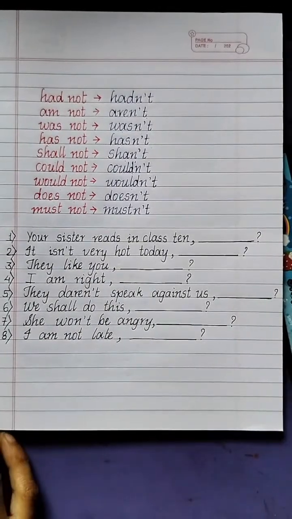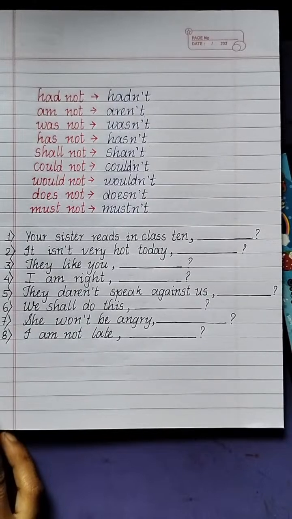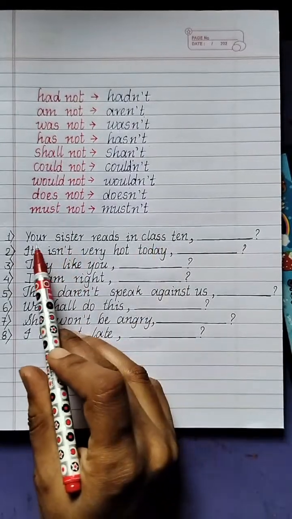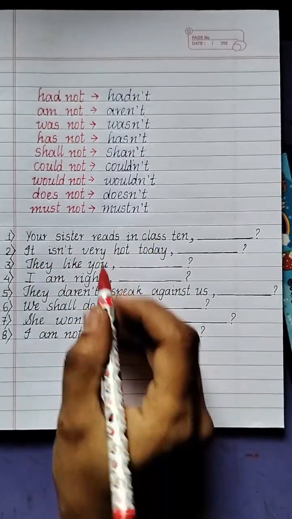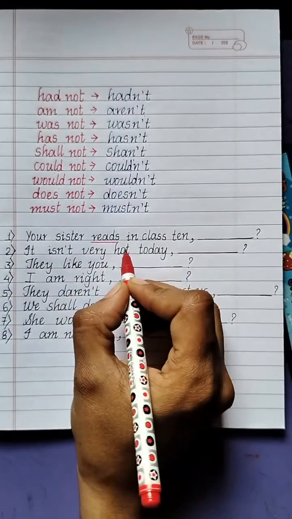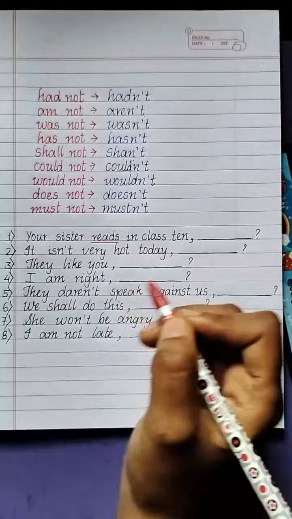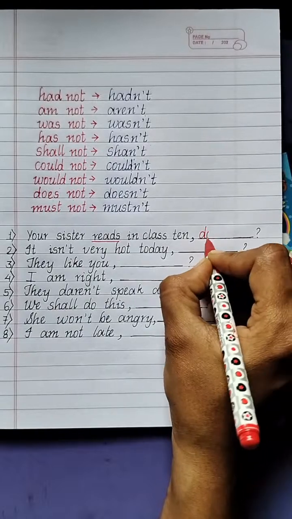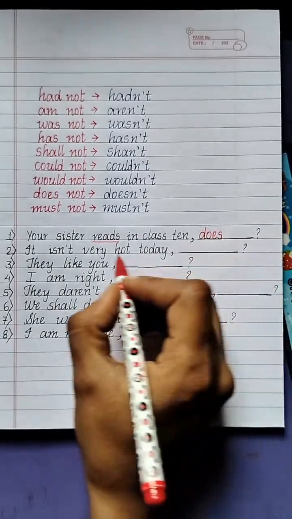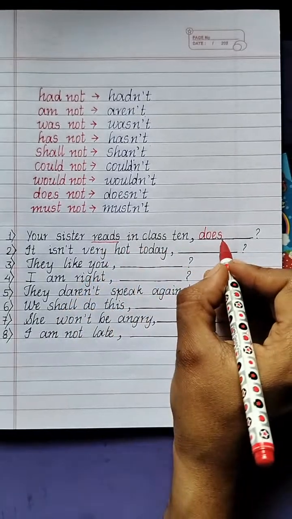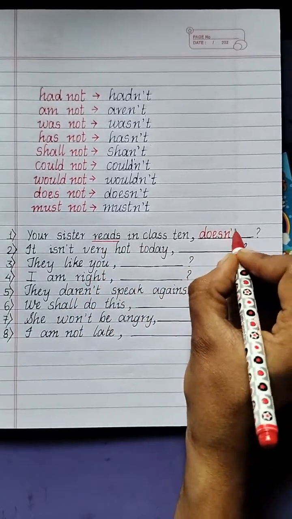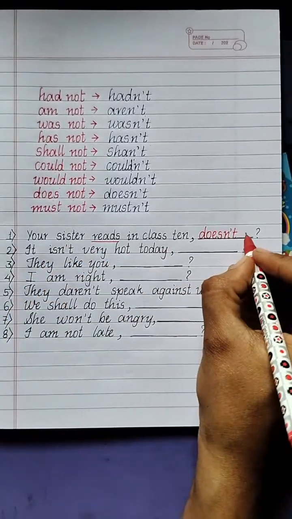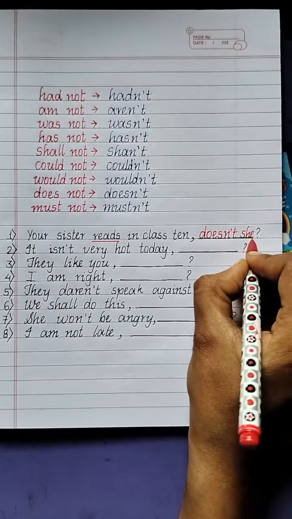So I have created some questions over here. Let's find the answer together. Your sister reads in class 10. Here you can see reads. It is in V5. So what to use for the V5? Do you remember? Yes, of course, does. Now, the statement is positive. It means the tag should be negative. Doesn't your sister? It means doesn't she.